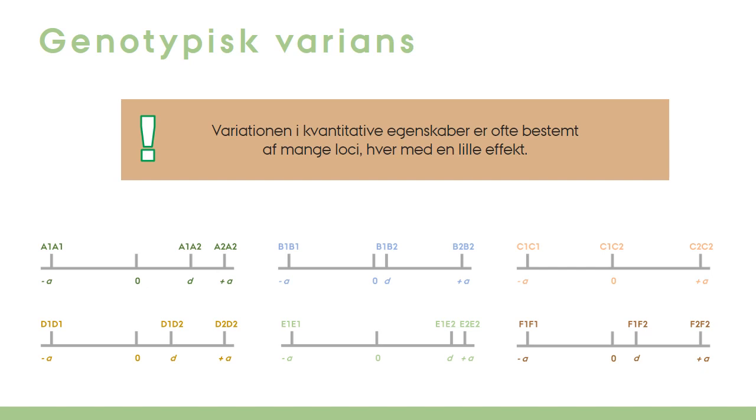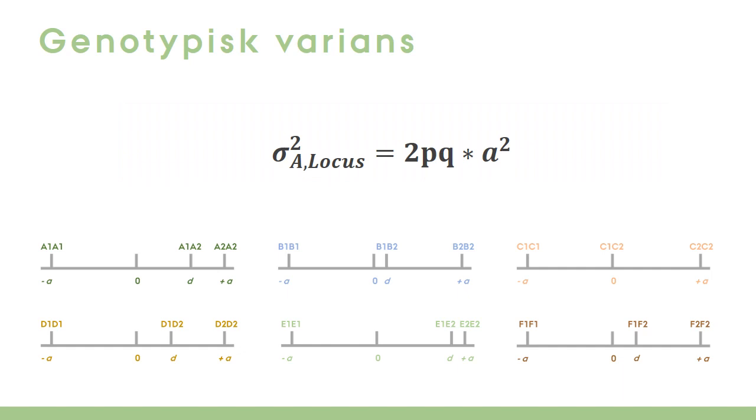Now I would like to take you back again to this slide, where I say that the variation of quantitative traits is often determined by many different loci, each with a small tiny effect. Now let's take a closer look at this tiny effect. This is the tiny effect I'm talking about. It is the additive genetic variation explained by one small locus. And it's determined by 2 times the allele frequency for the one allele times the allele frequency of the other allele times the effect of one allele squared.